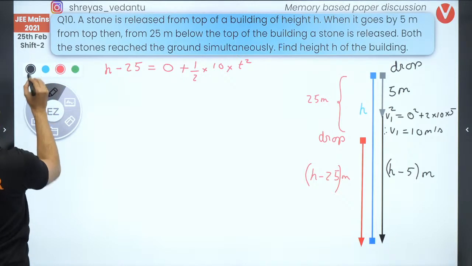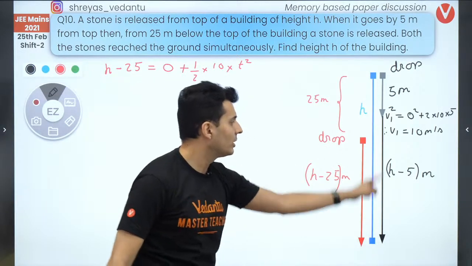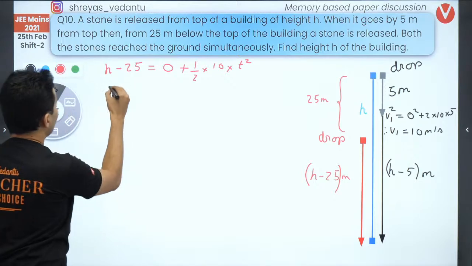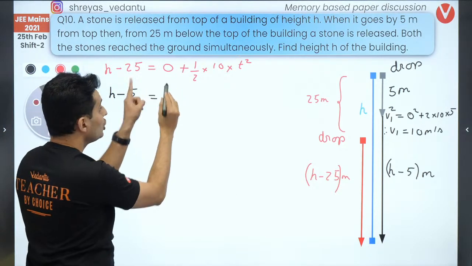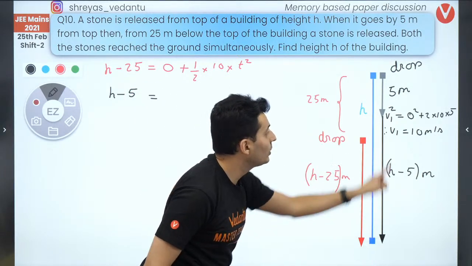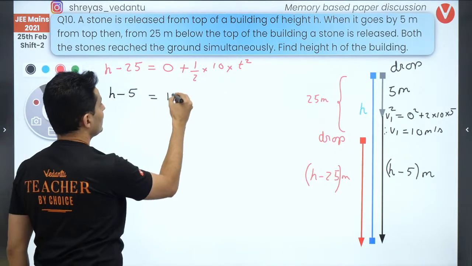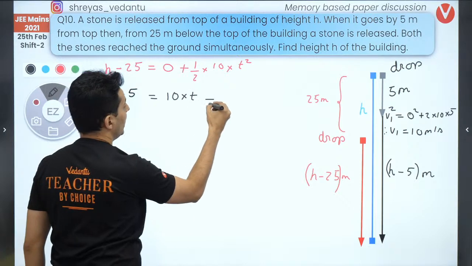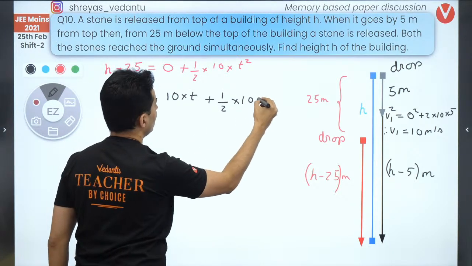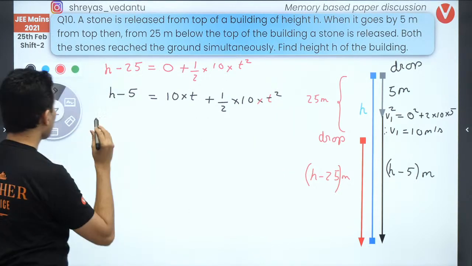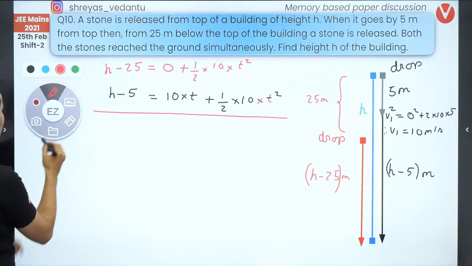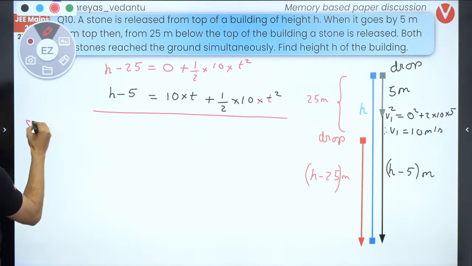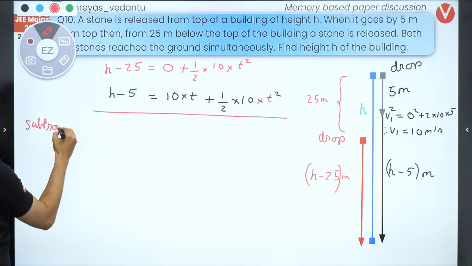Similarly, from here to here for this black stone, it will be h minus 5 is equal to ut. Be careful, u is there, that is u is v1, which is 10, multiplied by t, plus half into 10 into t square. Now, what is the next thing I'm going to do? I'll subtract them. So, subtract both of them.